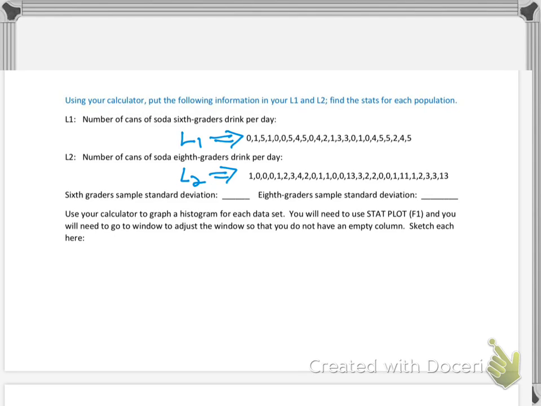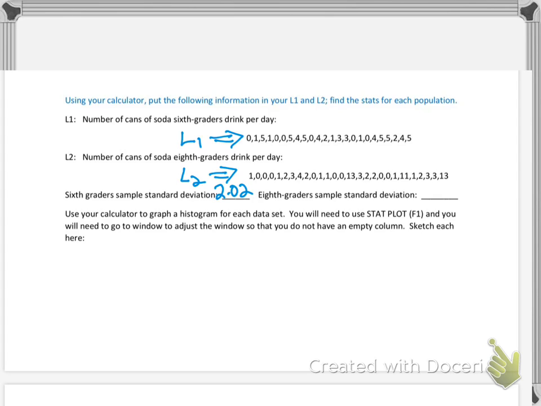Calculate is what you're going to do next. So enter, and you're going to see some flashing going on, and now you're getting all kinds of information. Notice your X bar at the top is your sample average. Okay, we want the sample standard deviation. That is your S sub X. If you round it to the nearest hundredth, you should be getting 2.02. So this should be 2.02.